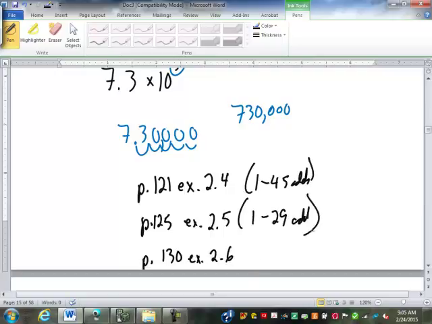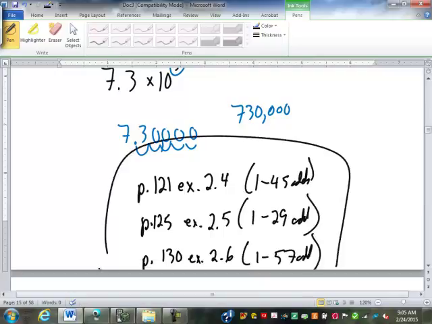And also on page 130, exercise 2.6, 1 through 57. Obviously, that's a lot of problems. I don't expect you to do all of them, but make sure you pick through them enough to know what you're doing so you can be prepared for a quiz that might possibly be coming up soon.